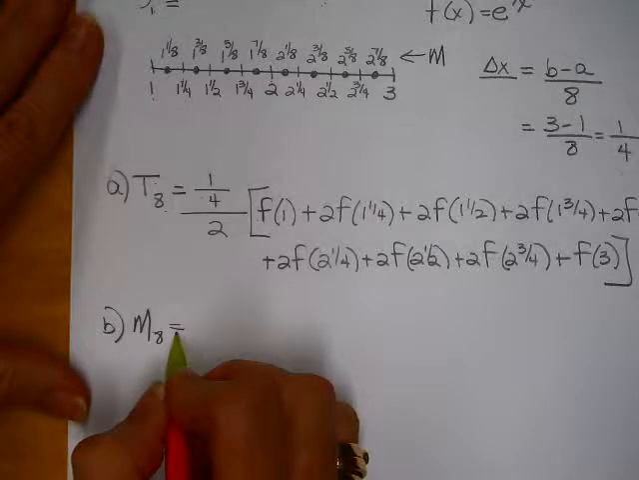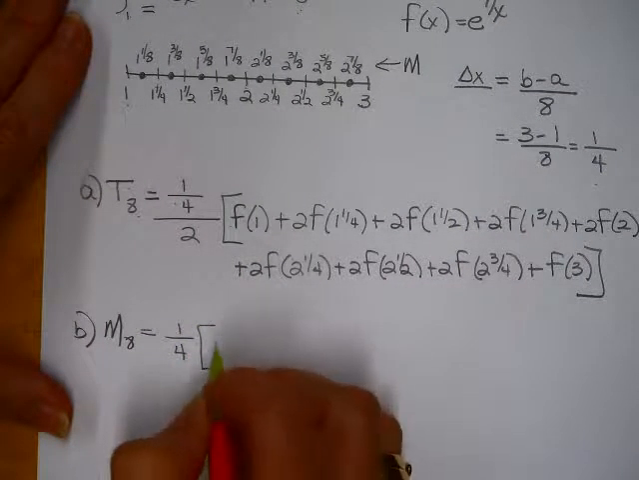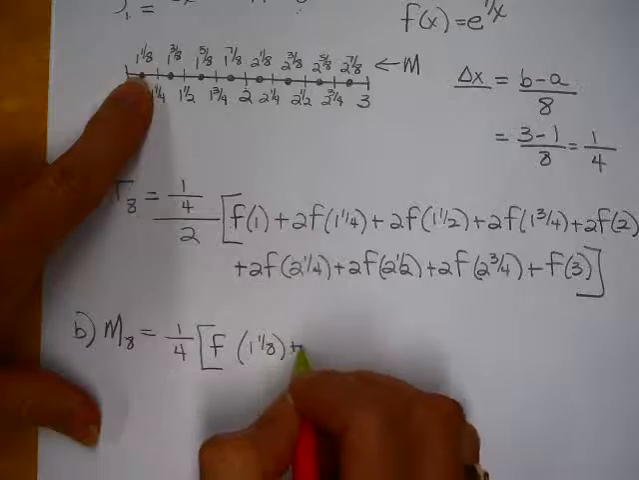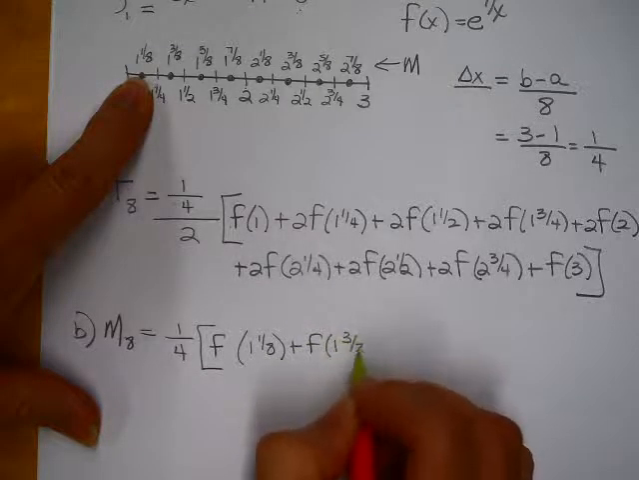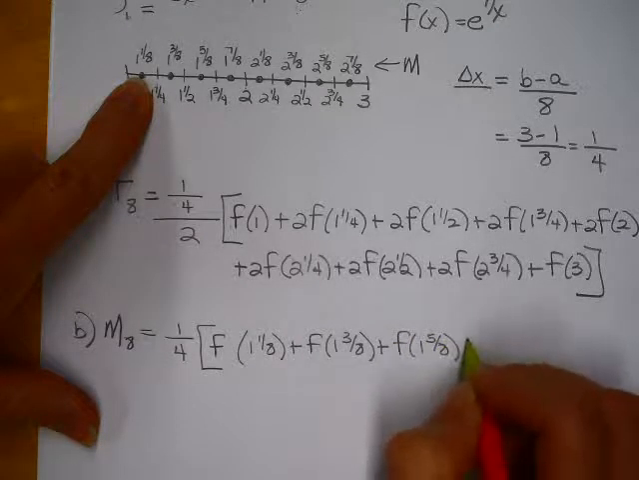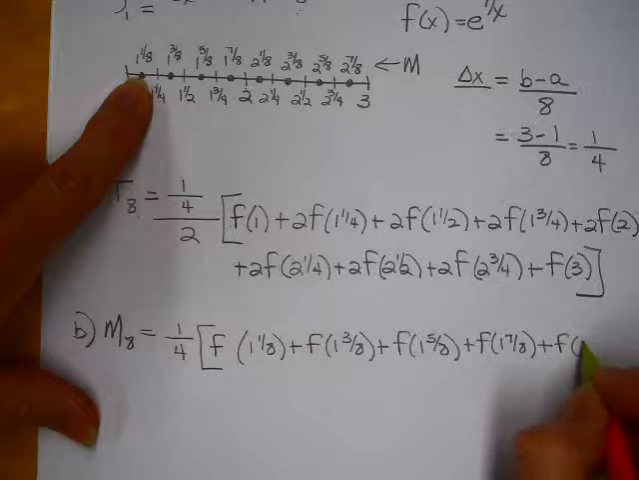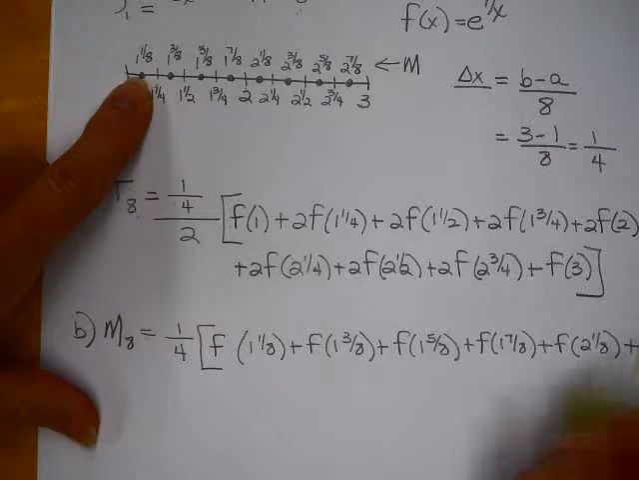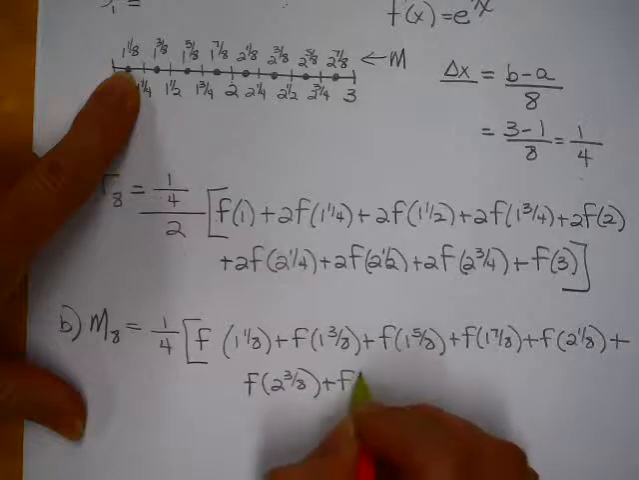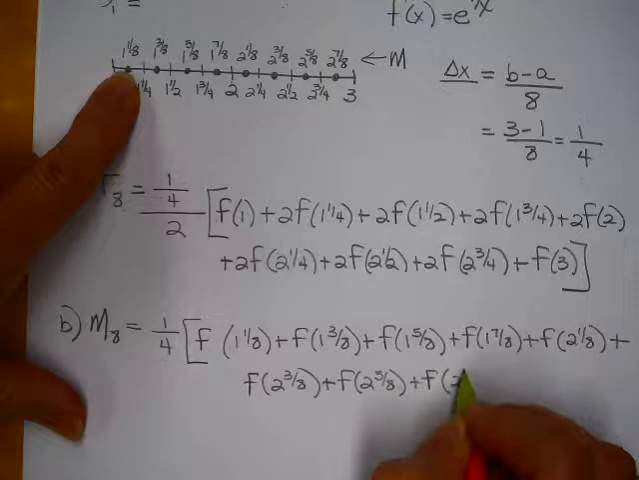So for the midpoint, I need my delta x, which is still 1/4. And then I need f of my midpoints, 1 and 1/8. F of 1 and 3/8. Plus, keep going, f of 1 and 5/8. F of 1 and 7/8. F of 2 and 1/8. F of 2 and 3/8. F of 2 and 5/8. And then F of 2 and 7/8.